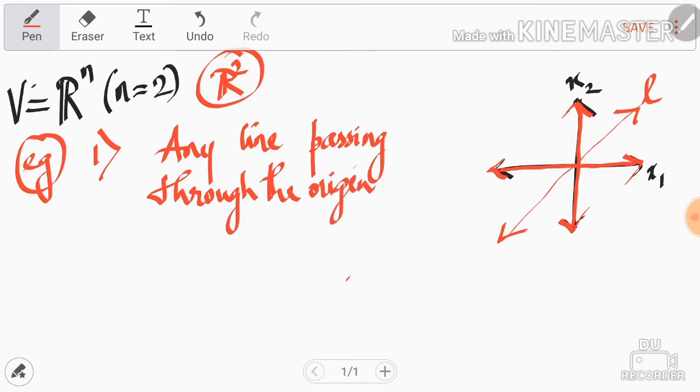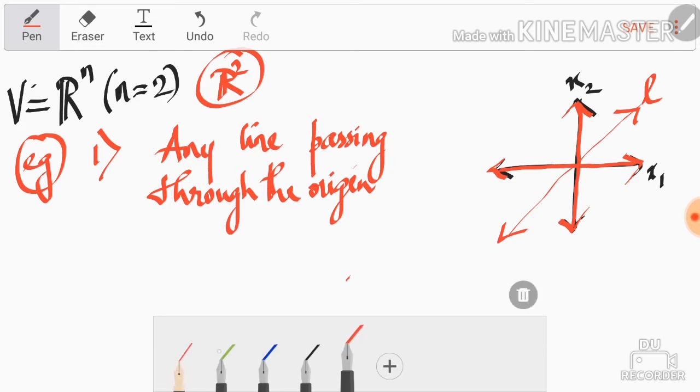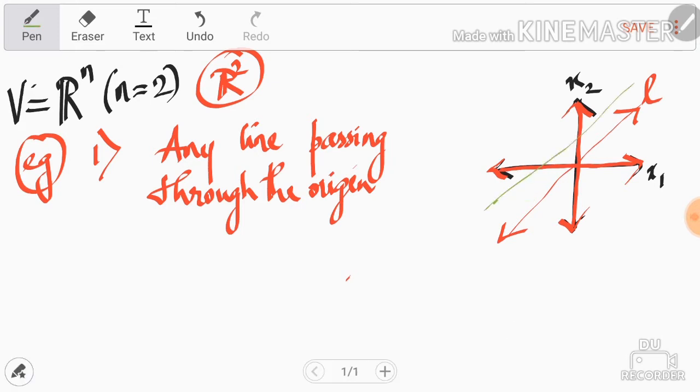But what would happen if the line does not pass through the origin? So if you consider a line something like this, say I'll call it L1, why wouldn't that be a vector space or a vector subspace? So we saw that one of the properties for a vector space is the existence of the very special vector called the zero vector.